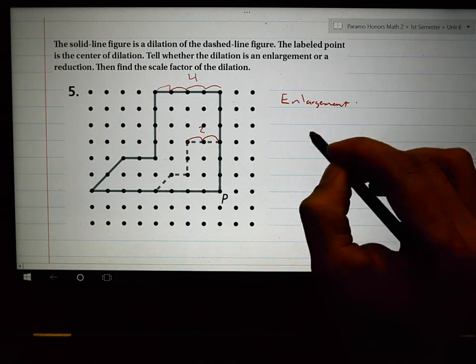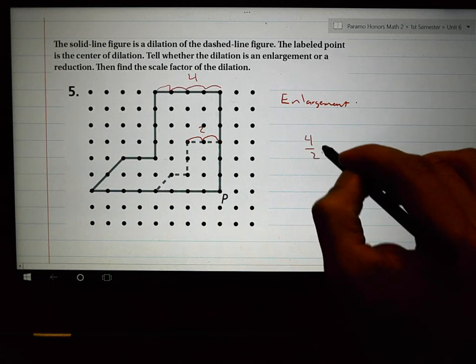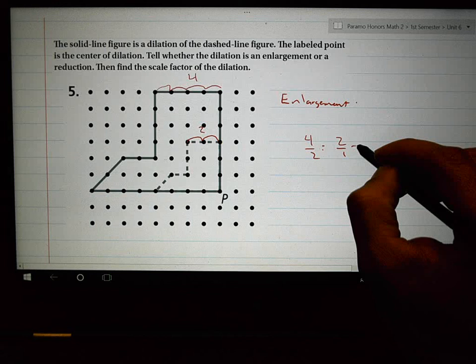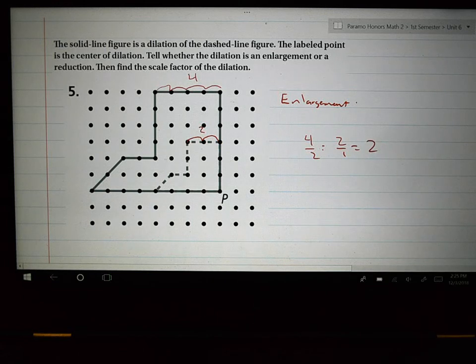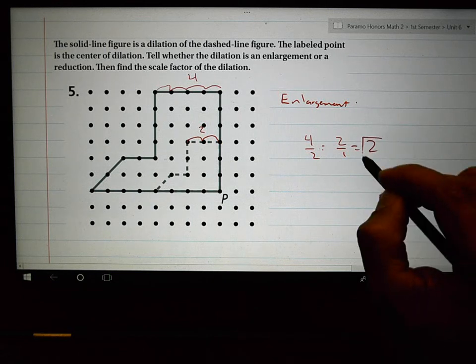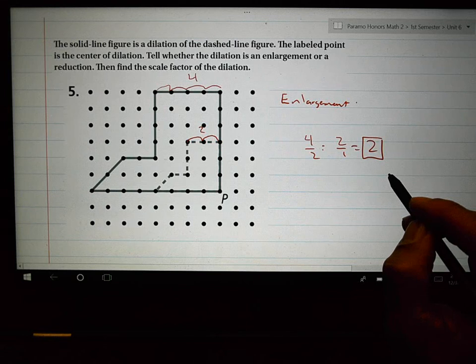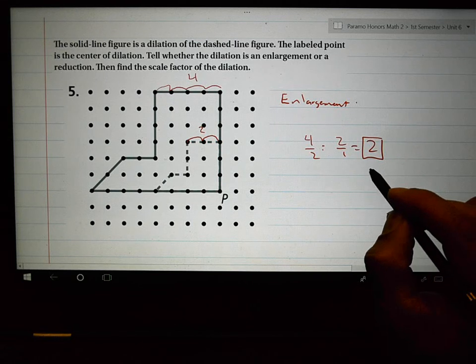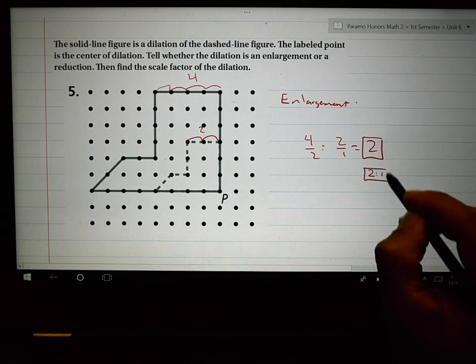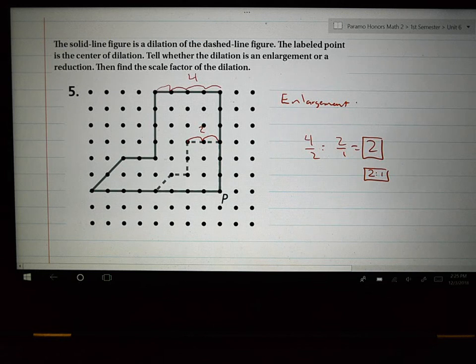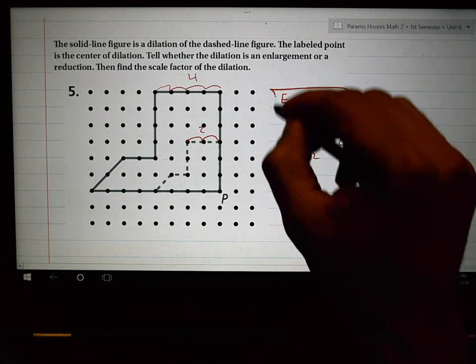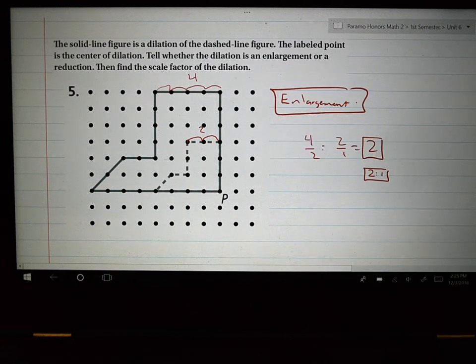And you could take that and you could reduce it to lowest terms, and you can figure out what the scale factor is. The scale factor is 2, aka 2 to 1. I would accept it in either way. 2 is probably the easiest way to write it, so that's probably the way I would prefer it. This is an enlargement, and the scale factor is 2, or 2 to 1, twice as big.